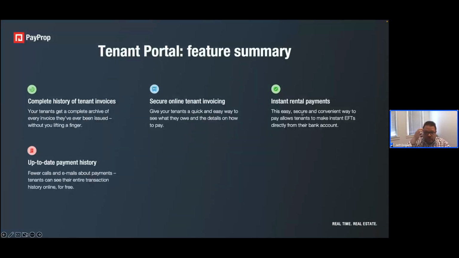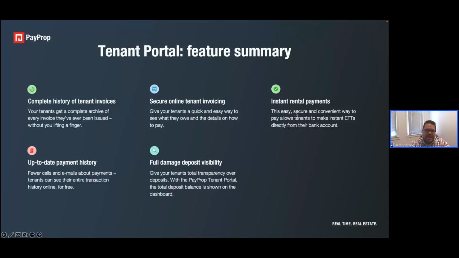It allows for full damage deposit visibilities. And these damage deposits are ring-fenced and separated into separate accounts. Everything inside PayProp on the front end is all you have to worry about. We handle on the back end the complexities and the organization of your business through the accounting and the bank accounts that need to be set up to do that. But you just have to run PayProp and know that you're in compliance.